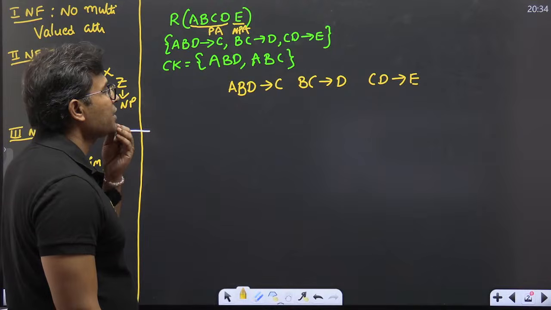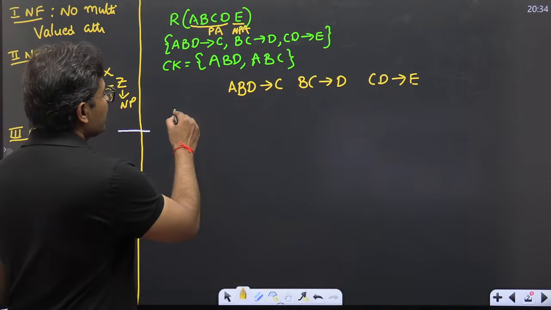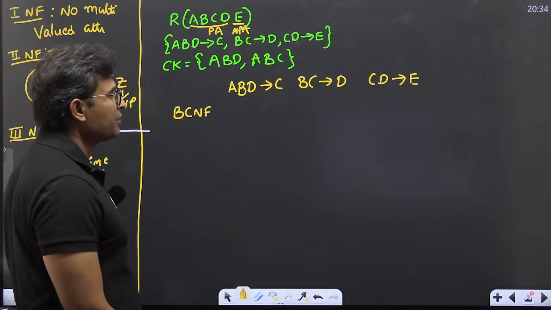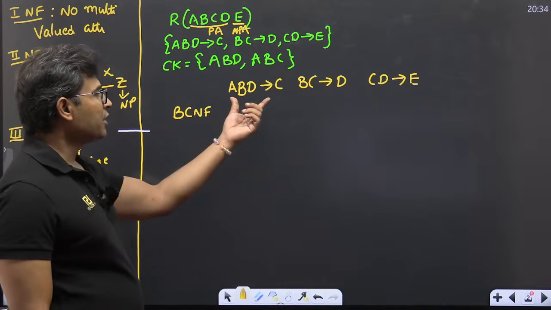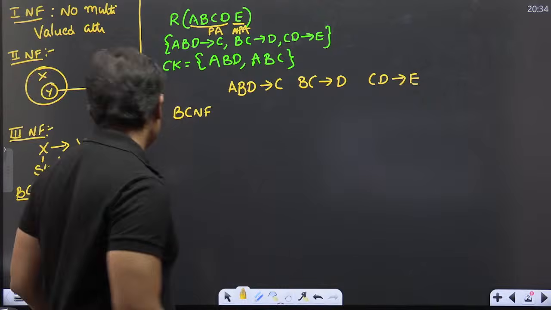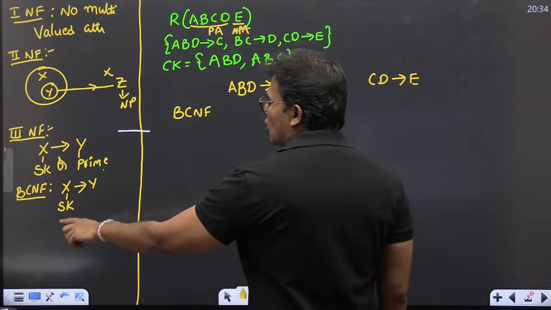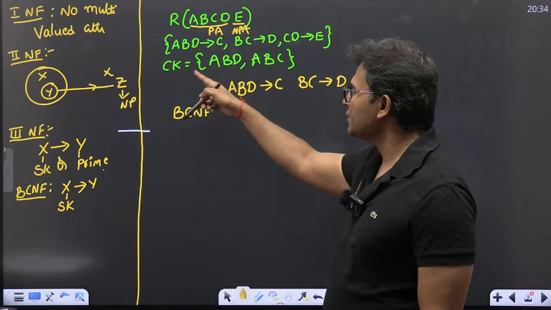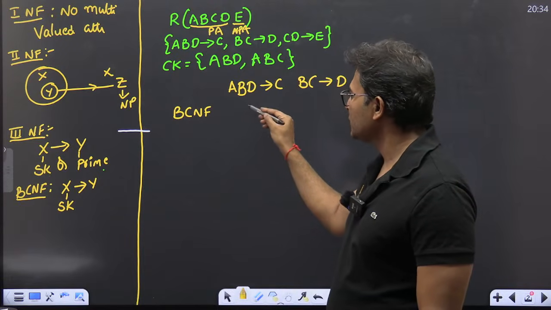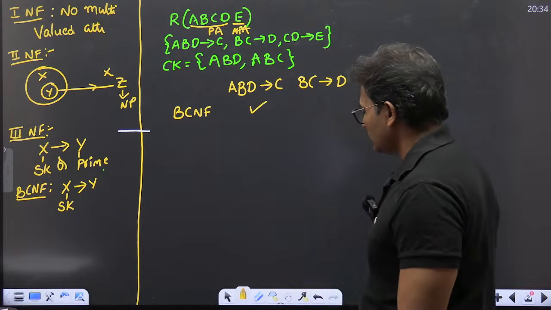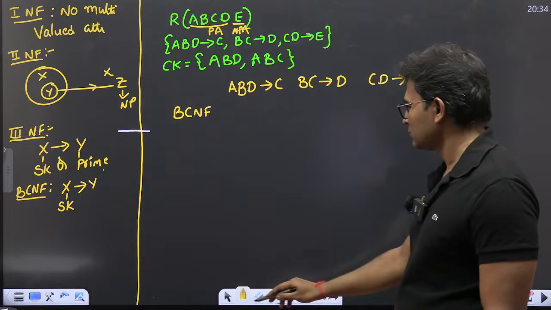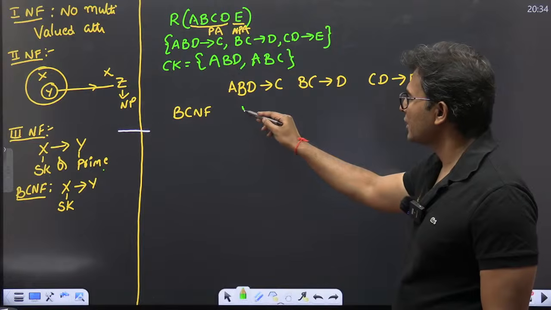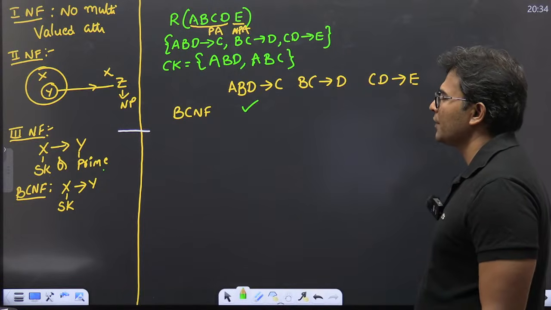Now you write BCNF here. Take each one of them and see whether they are in BCNF or not. What is BCNF? We check that the left hand side should always be a super key, right? The left hand side is ABD, and ABD is a candidate key, so it is a super key. So this particular FD is in BCNF, right?